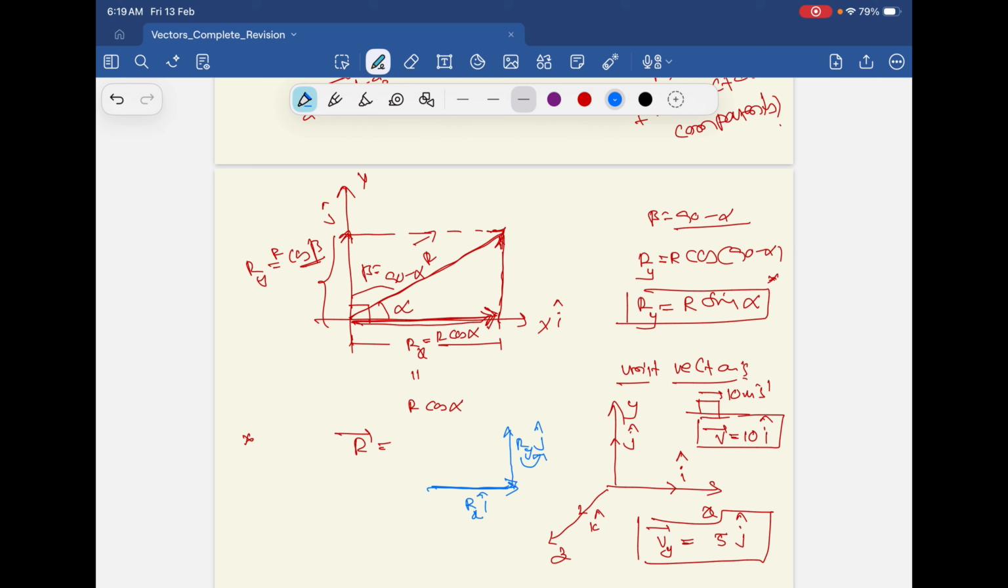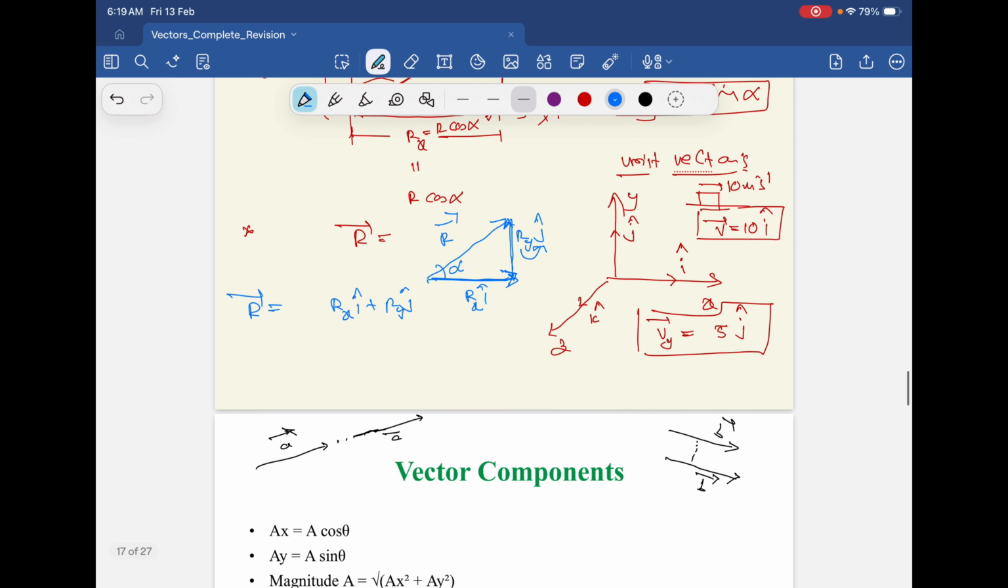So I have one vector rx into i cap, and another vector ry into j cap. The resultant is given by the triangular law, the third closing side in reverse order. This is r bar, and this angle we are calling alpha. Therefore, I can write r bar by the triangular law, a bar plus b bar, that is rx into i cap plus ry into j cap.